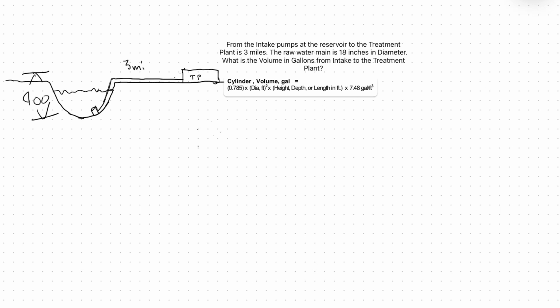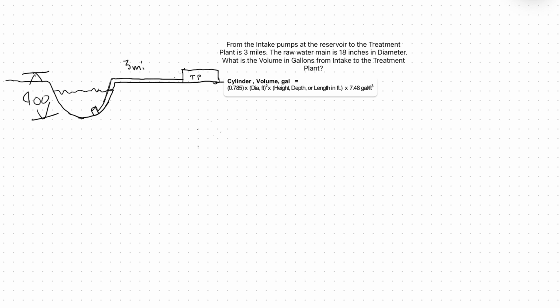All right, let's take a look at volume problem number 3. The question states, from the intake pumps at the reservoir to the treatment plant is 3 miles. The raw water main is 18 inches in diameter. What is the volume in gallons from intake to the treatment plant?